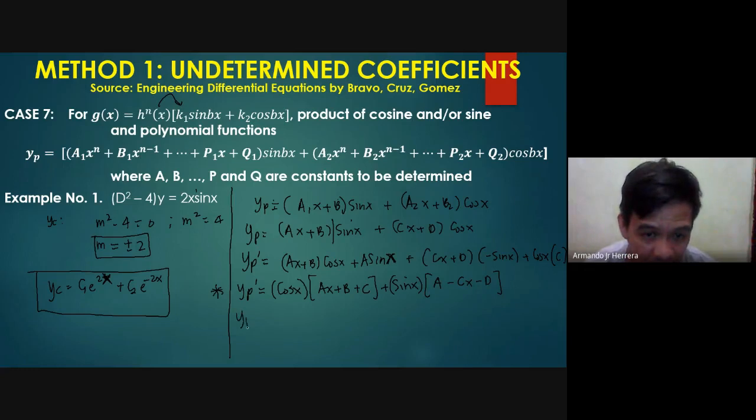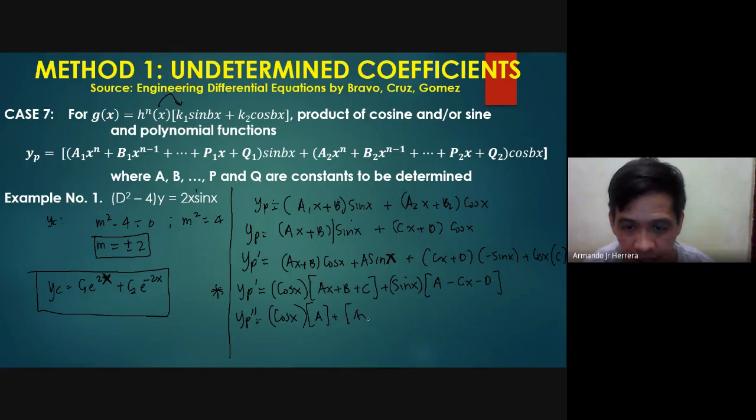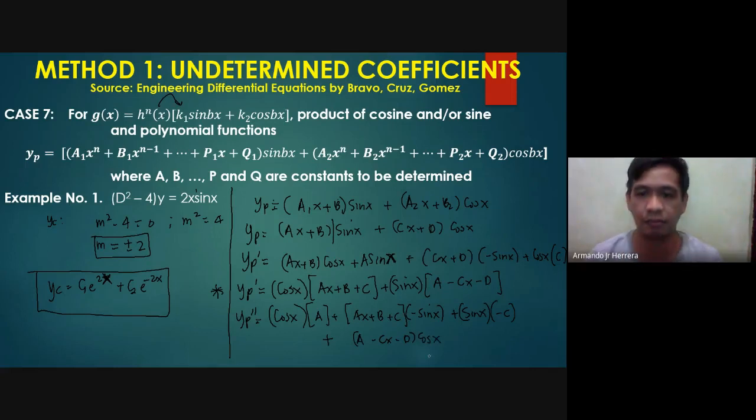Then let's solve for yp double prime. That is derivative of a product ulit, so that's cosine of x. Derivative of ax plus b plus c is a, plus ax plus b plus c. Derivative of cosine is negative sine x, plus sine x. Derivative of negative cx minus d is negative c, plus a minus cx minus d. Derivative of sine is cosine of x.